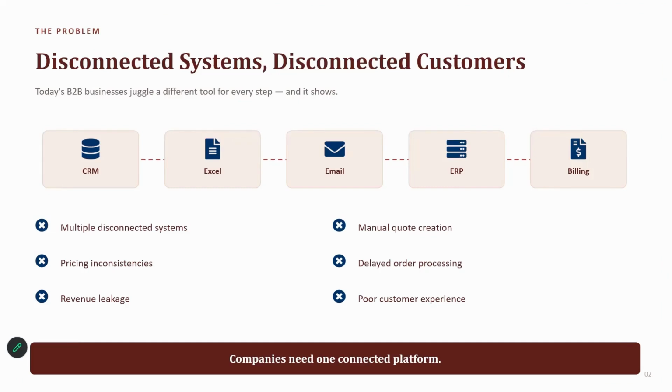Earlier, companies used multiple disconnected systems. Sales teams worked in CRM, pricing was managed in Excel, communication happened through email, orders were processed in ERP systems, billing happened somewhere else. Because everything was disconnected, companies faced several challenges: manual quote creation, pricing mistakes, slow approvals, delayed order processing, revenue leakage, poor customer experience. So they needed one connected platform where everything could happen together.